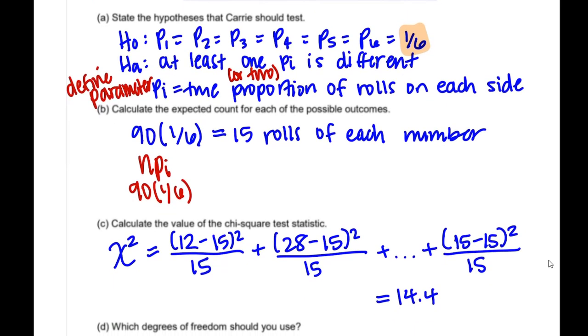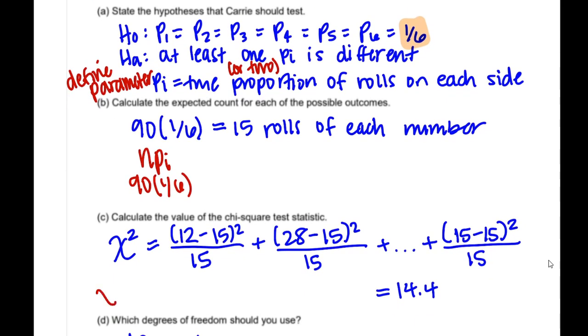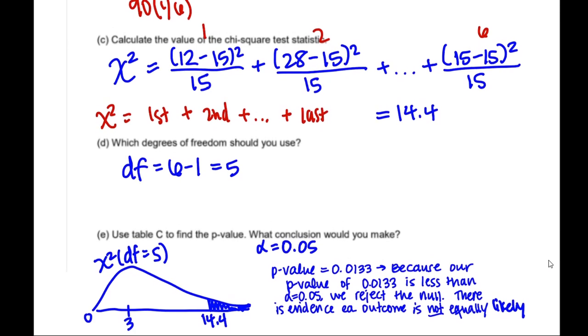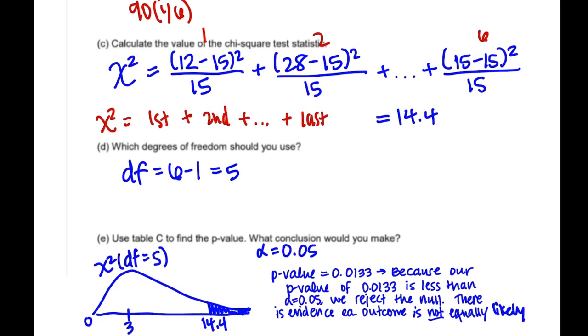The formula, you need to show the first, second, and last for credit. And so that's what I did. Die 1, 2, and 6. The degrees of freedom is your number of categories minus 1. And then I used the p-value from the calculator to do it, but table C would have given you an interval.